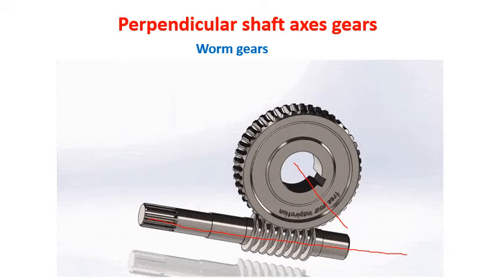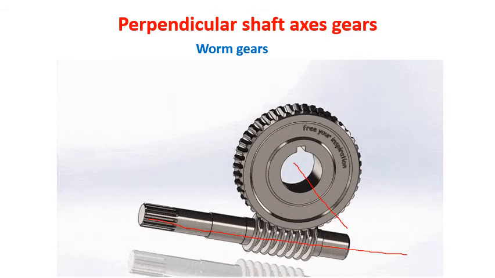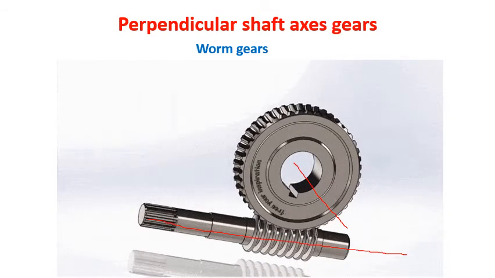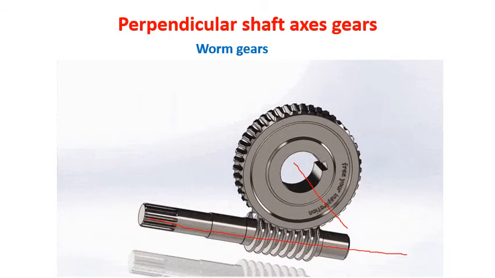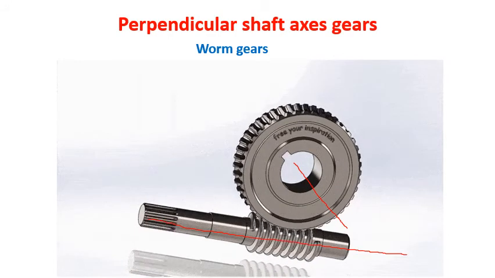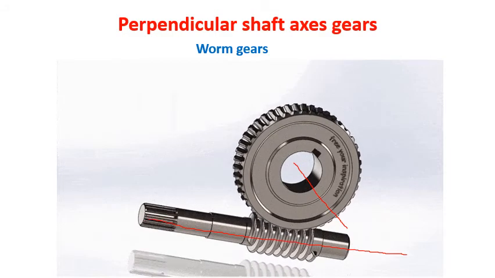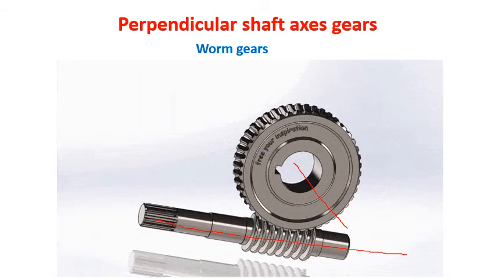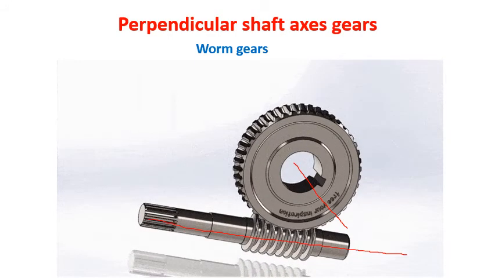So what is this worm gear? For transmitting the motion between two non-intersecting and perpendicular shafts, worm and worm gears are used. So this is called worm, whereas this is called worm gear. In worm and worm gears, the worm is more or less similar to a screw, having single or multiple start threads, which form the tooth of the worm. So a worm gear is a helical gear with a concave face to accommodate a portion of the worm periphery.